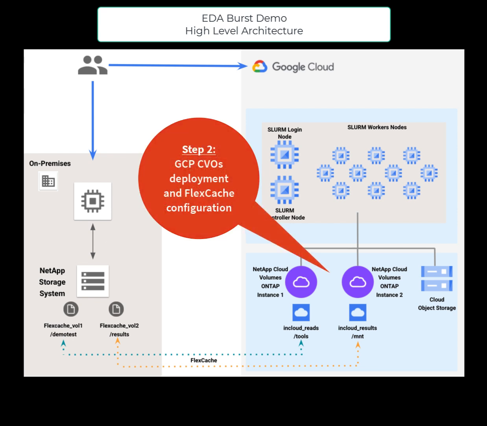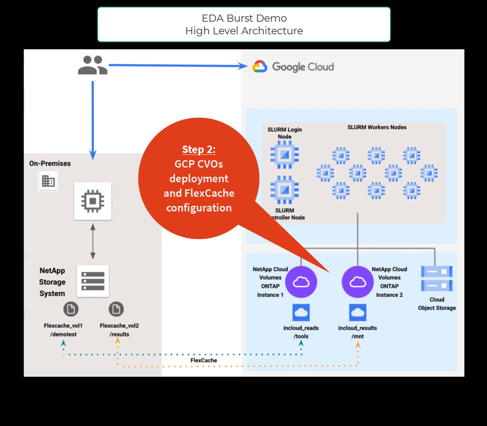Next, we are going to deploy 2 NetApp CVO instances in GCP using Terraform and configure the FlexCache relationships between on-prem and GCP environments. We will configure NetApp CVO 1 to act as both high-performance storage for EDA workloads in the cloud and as a cache for OpenPython configuration files from on-premises. To an EDA workload in the cloud, the configuration files appear to be local, and there is no need to mirror all the tools and libraries to the cloud. Get just the data you need, where and when you need it.